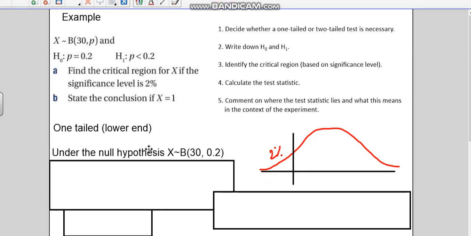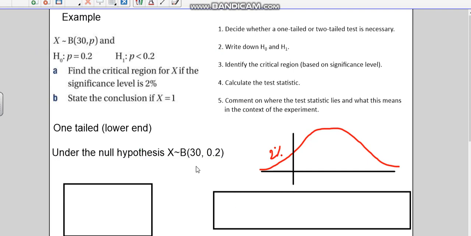So under the null hypothesis, so this is what we're assuming, that p is 0.2, X is binomially distributed 30 and 0.2. Okay. Step 2 was to write down H0 and H1. Well, that was done for us. Now we've got to identify the critical region based on the significance level.